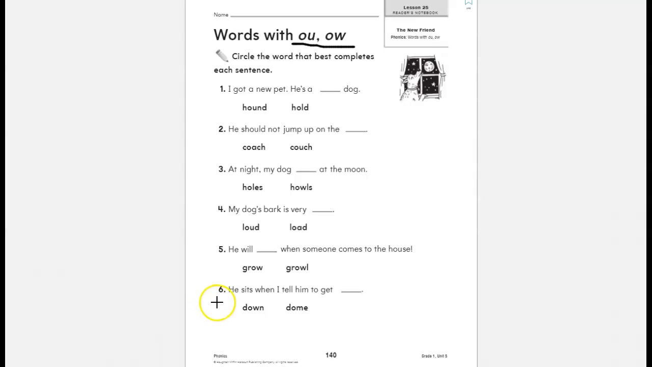Number 6. He sits when I tell him to get blank. Down, dome. He sits when I tell him to get blank. Circle the word that best completes the sentence for number 6.